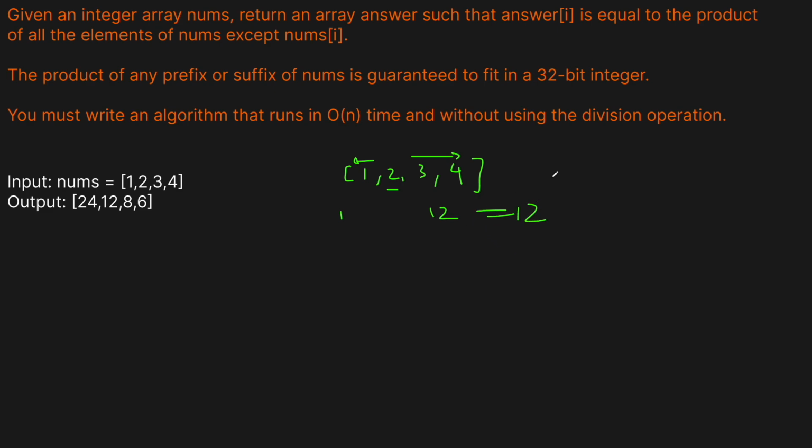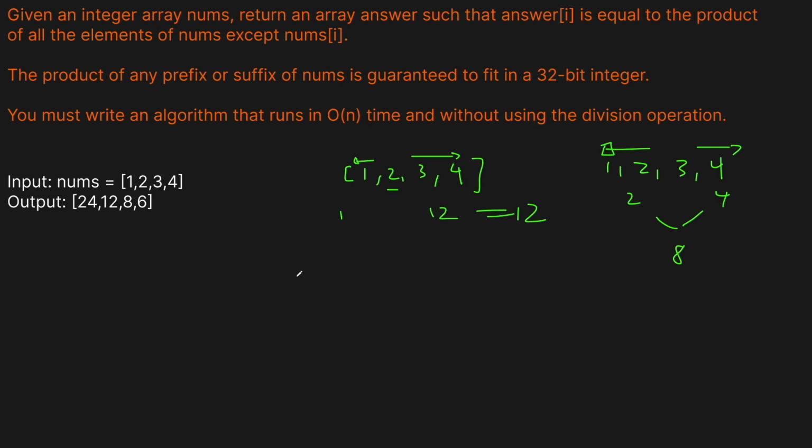And that's going to hold true for every single element, right? For the 3, we have 1, 2, 3, 4. It's going to be the same idea. The product of the array except 3 is going to be the product of everything to the right of 3 multiplied by the product of everything to the left of 3, which in this case is 2 times 4, and that's how we get 8 here. So that's the idea that we want to basically do with our solution.